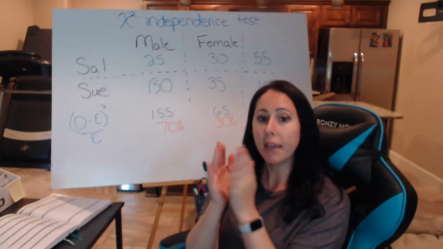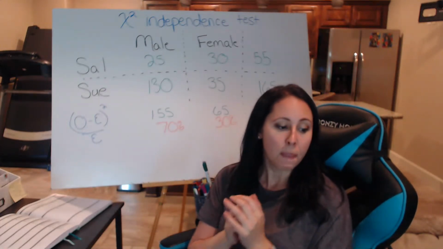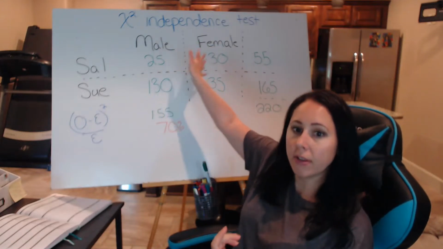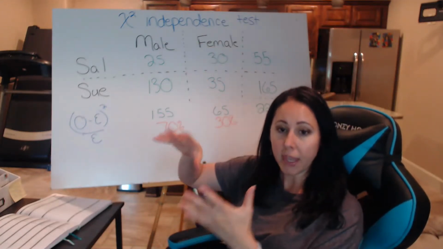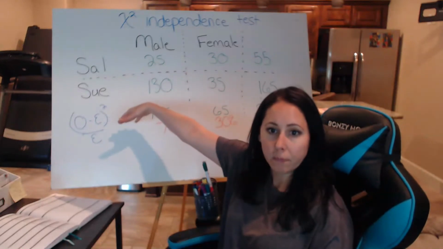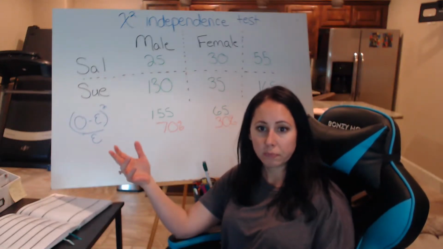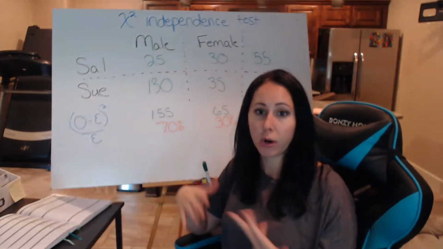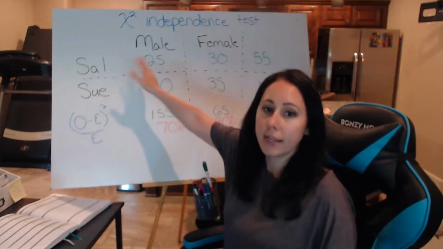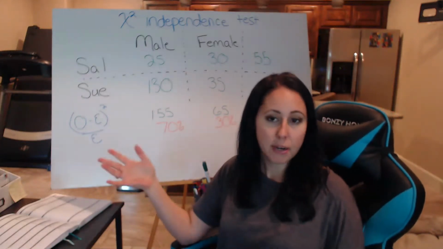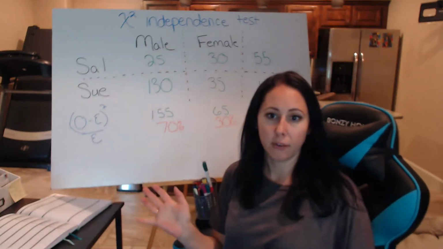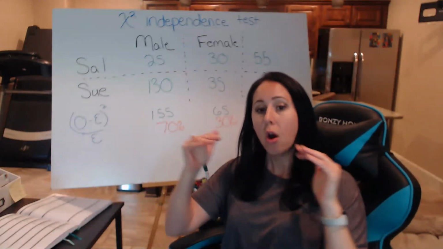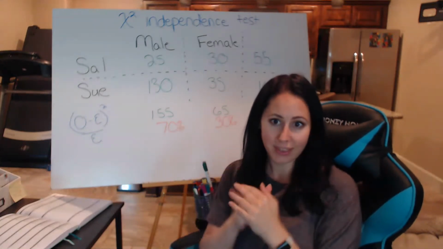Now, if these are functioning independently, what we would expect is that the rates of male and female clients vary independently from whether or not they're assigned to Sal or Sue. Okay? Or, worded another way, because we can do our matrix either way, the number of clients assigned to Sal and Sue vary independently from whether the clients are male or female. So it's a test of independence. Are these things varying on their own, or is there a link between the way that they're varying?